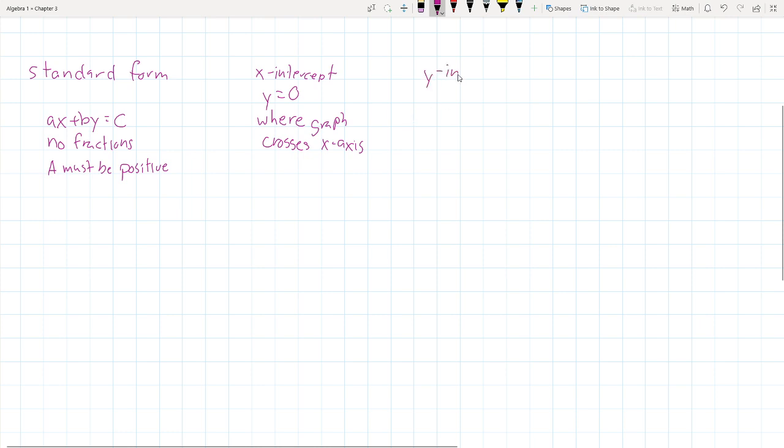The y-intercept, in contrast to the x-intercept, is when x equals 0. And this is where the graph crosses the y-axis.